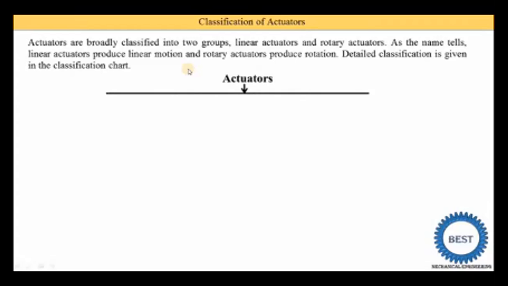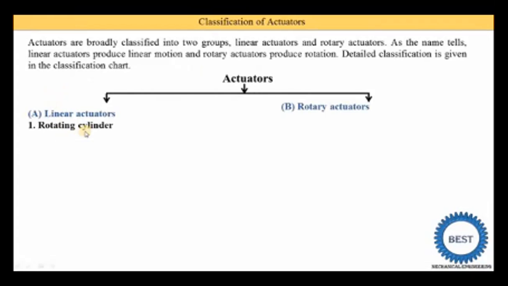These actuators are classified in two categories, linear and rotary. So first we understand various types of the linear actuators. In linear actuators, the first one is the rotating cylinder type. Now here you think that these cylinders are rotated, then why do we say that it is a linear actuator?